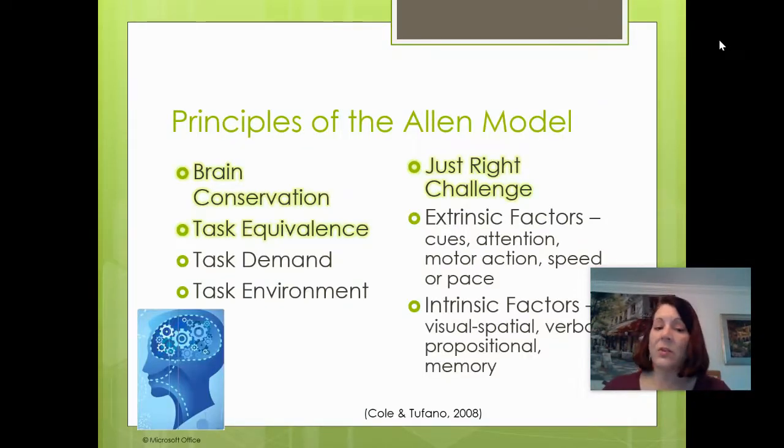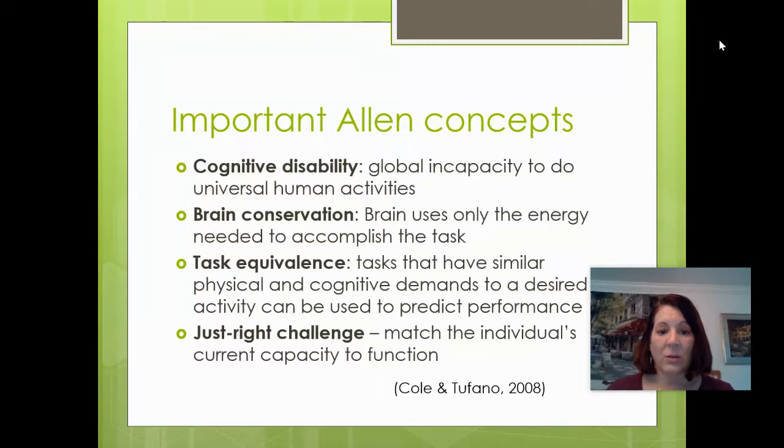Now, here's a couple of terms that are really, really important for the Allen model. The first is brain conservation. The next is task equivalence and the just right challenge. And then there's some other terms there as well that we will discuss. But let's talk about these terms in a little more depth.